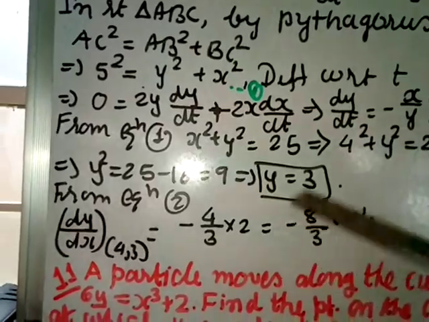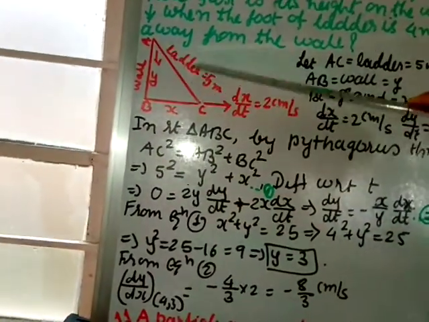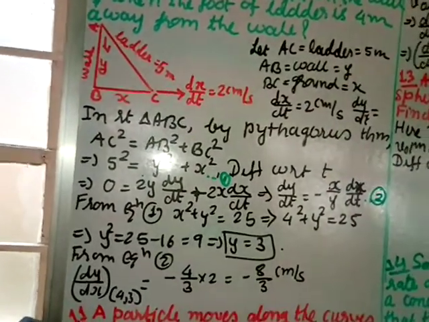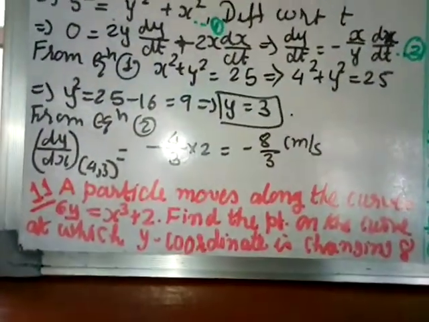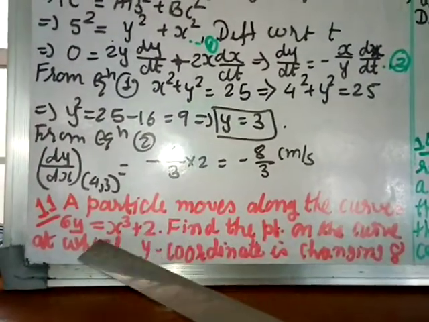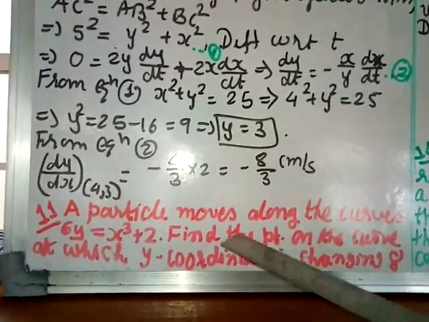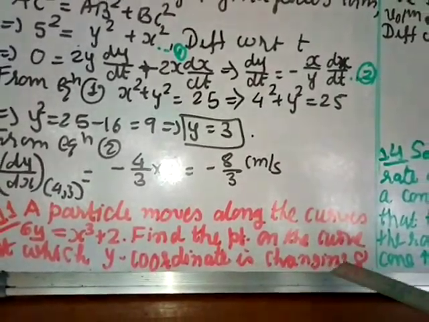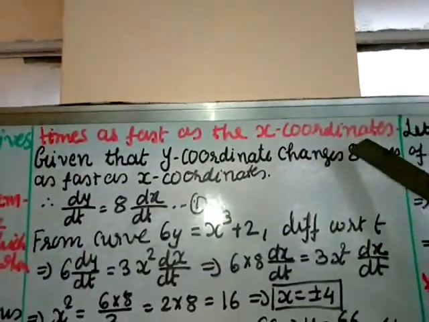Negative sign shows that there is a decrease in the height of the wall. Okay, so when it comes down, it is decreasing, so it is negative sign. Question number 11. A particle moves along the curve 6y = x cube + 2. Find the point on the curve at which y coordinate is changing 8 times as fast as the x coordinate.